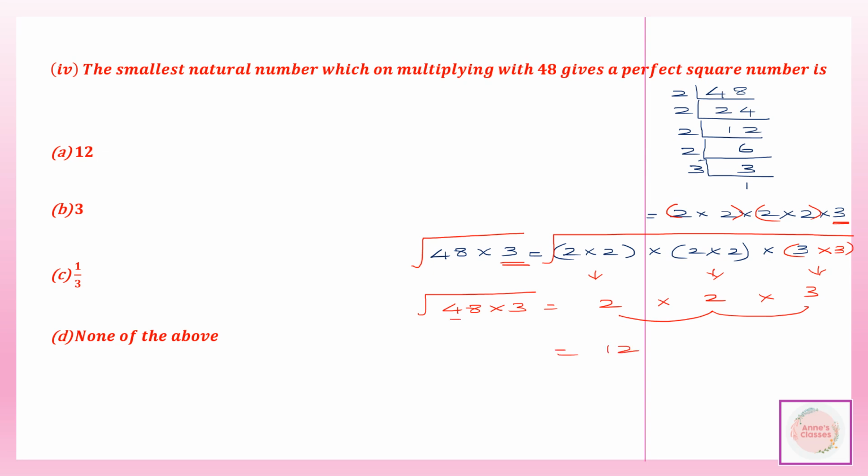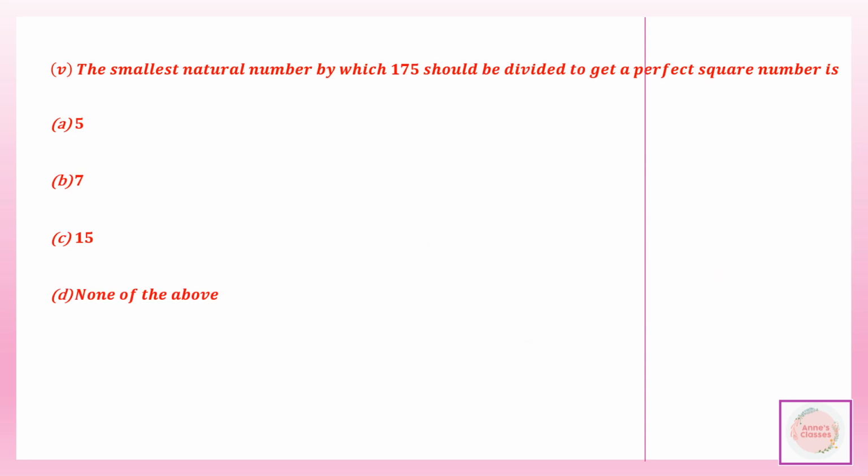And here when you multiply these, what do you get? 48 into 3 is 144. And the square root of 144 is 12, because 12 into 12 is 144. So we got our answer. Which is that number that doesn't have a pair? The number that doesn't have a pair is the smallest natural number. Which one is that here? Option B. This is the smallest natural number which, when you multiply it with 48, gives a perfect square number.